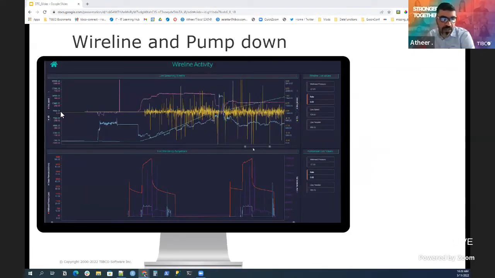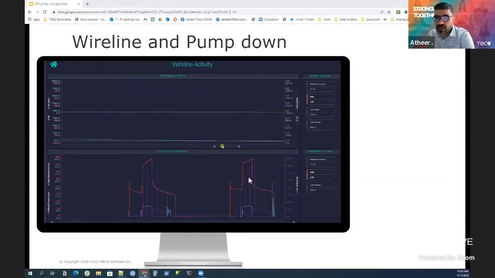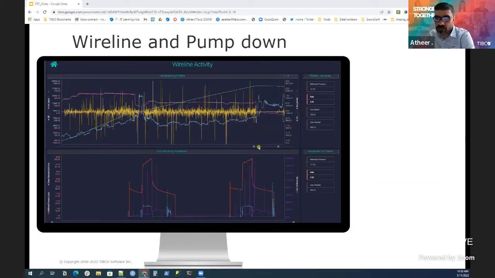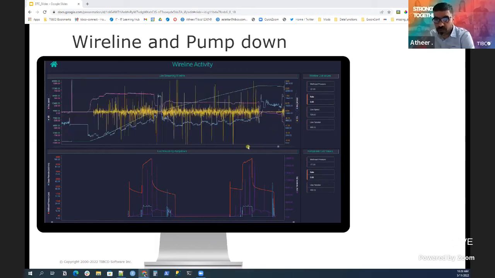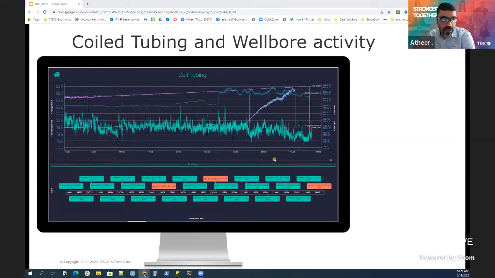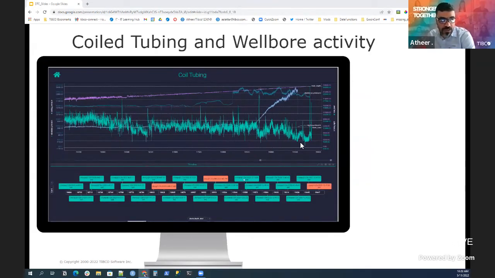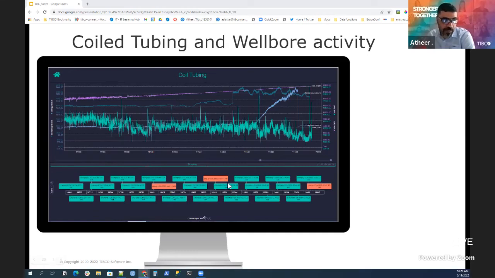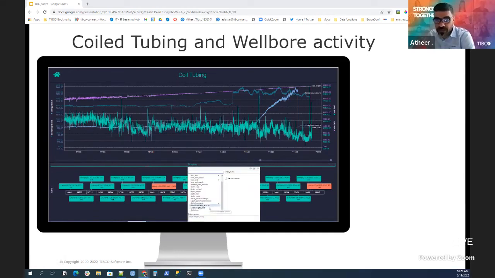Moving on, this is the wireline activity and pump down visualization, which gives you a historical and real-time view of the process of running the wireline measurement tools. The visual can also connect to different data sources from different vendors. This is the coil tubing visualization, and also a visualization for all the activities that happen in the wellbore, time-stamped and also referenced by depth, and you can also take a look at them with reference to the time.